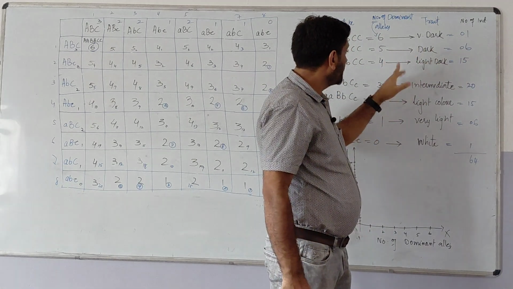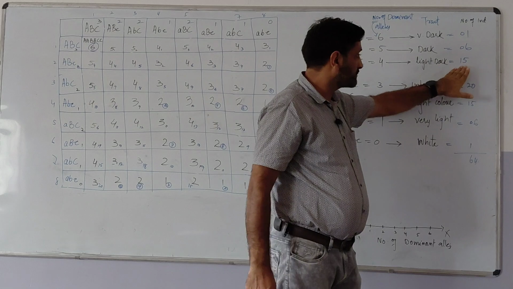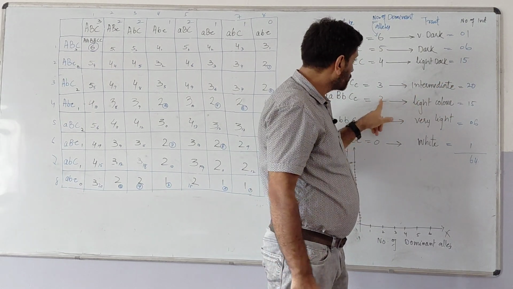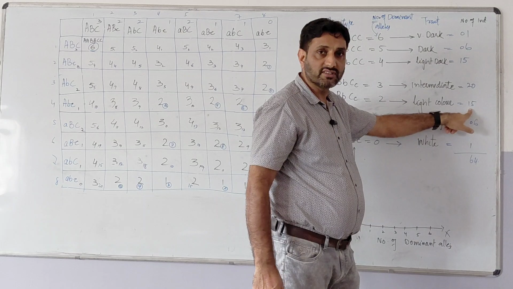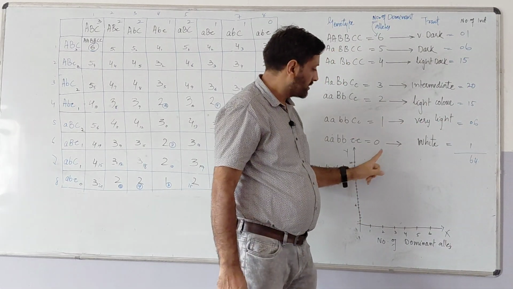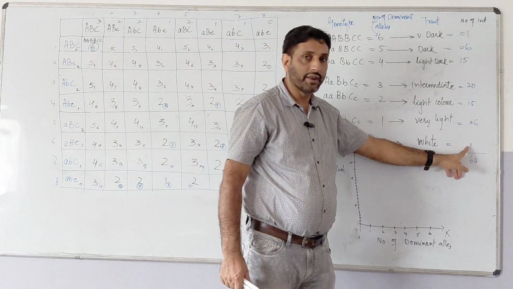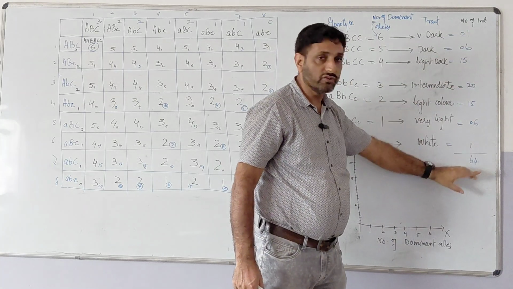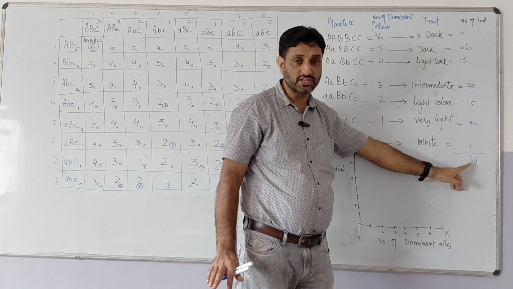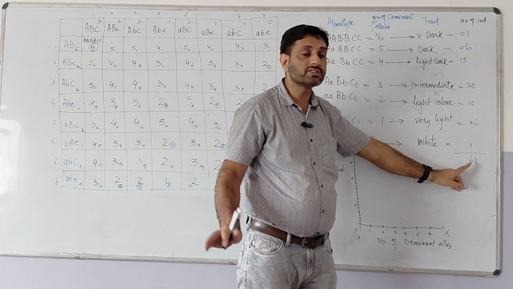And the number of individuals with 4 dominant alleles is 15. 3 dominant alleles with 20. 2 dominant alleles, 15 individuals are there. 1 dominant allele, 6 individuals are there. 0 dominant allele, only 1. If we count the number of all individuals, we will get 64. So we are having 64 progeny, or we can say 64 zygotes.